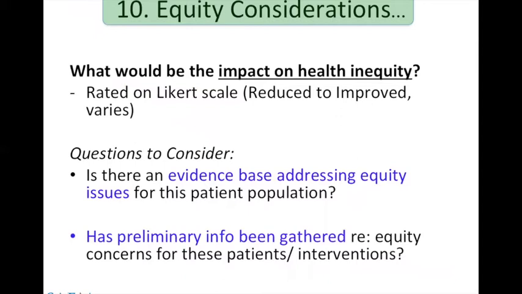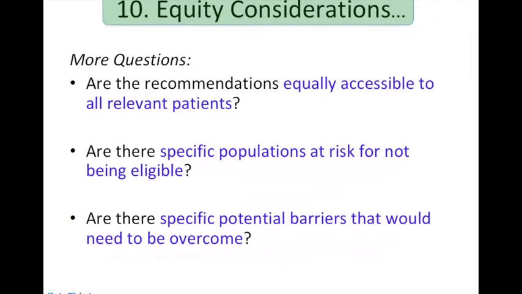Another patient factor is the equity considerations. What would be the impact on health equity of whatever intervention your group is discussing? Again, this is rated on a Likert scale from reduced health inequity to improved health inequity, or it might vary. Detailed questions might include, is there an evidence base for addressing equity issues in your ER patient populations? Or has preliminary information already been gathered, and if so, how, on these equity considerations for the patients or the interventions that your group is discussing?